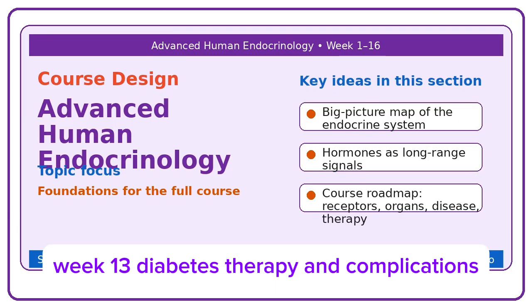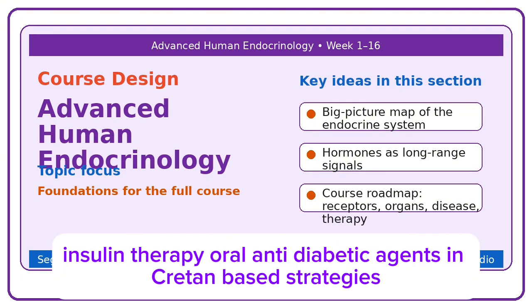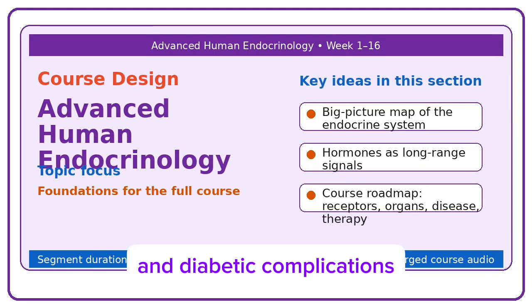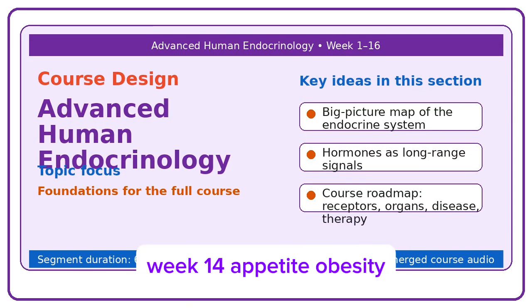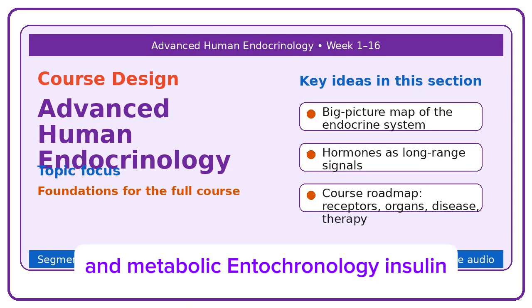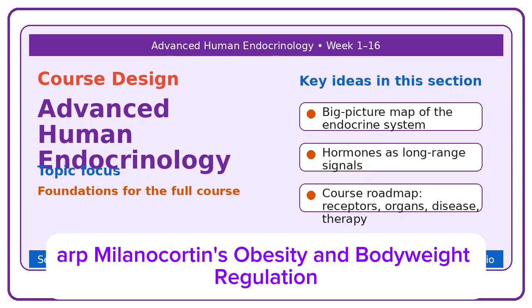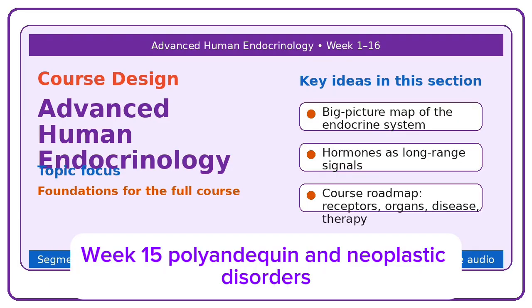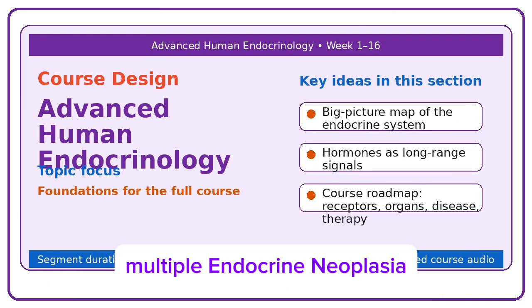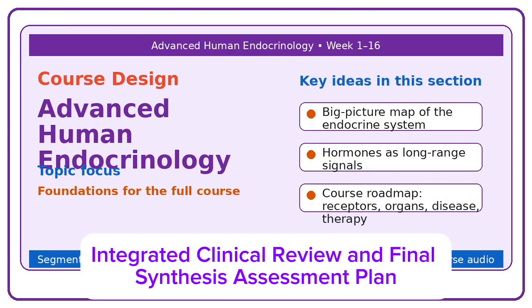Week 13, Diabetes therapy and complications: insulin therapy, oral anti-diabetic agents, incretin-based strategies, and diabetic complications. Week 14, Appetite, obesity, and metabolic endocrinology: insulin, leptin, ghrelin, CCK, GLP-1, PYY, NPY, AgRP, melanocortins, obesity, and body weight regulation. Week 15, Polyendocrine and neoplastic disorders: multiple endocrine neoplasia, polyendocrine syndromes, integrated clinical review, and final synthesis.